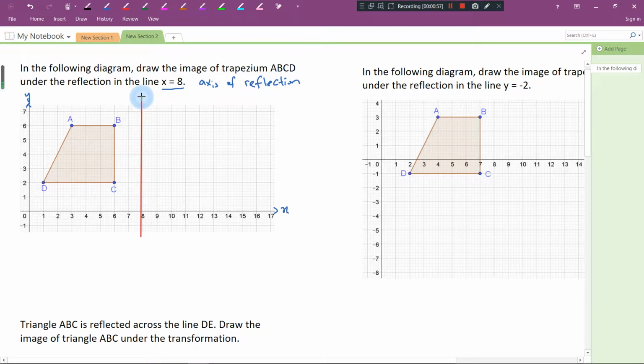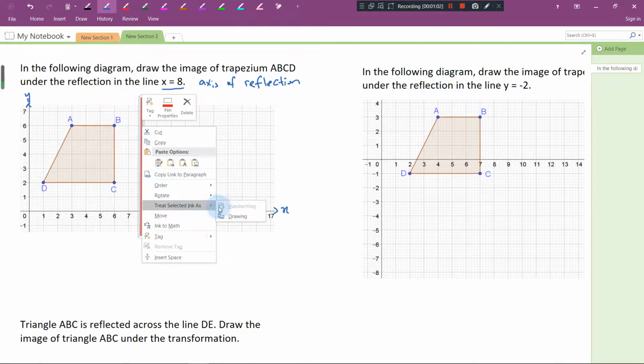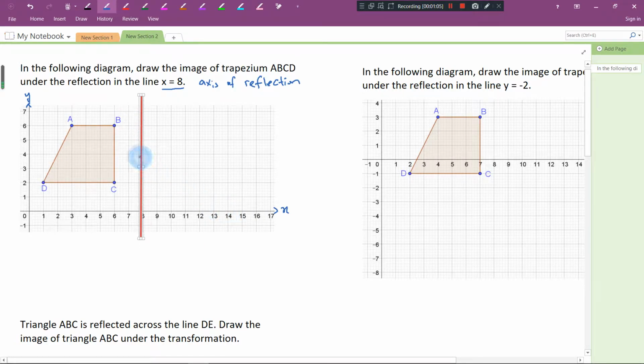Okay, we draw a line over here first. So this is the axis of reflection. Let me label it first: axis of reflection. And the line is x equals 8. Okay, so the next step is to draw the image. We know that the object is over here, the axis of reflection is over here, and the image will be over here, right?